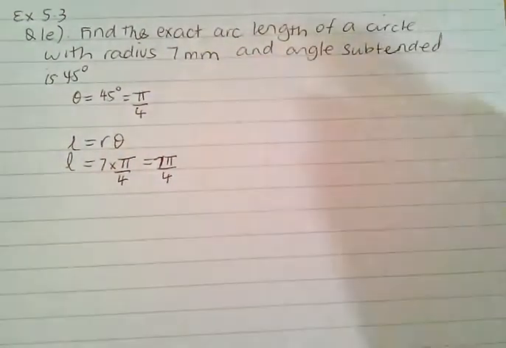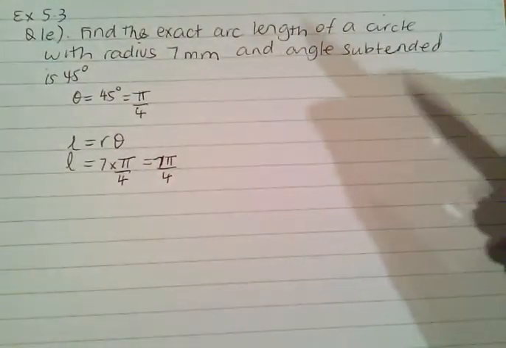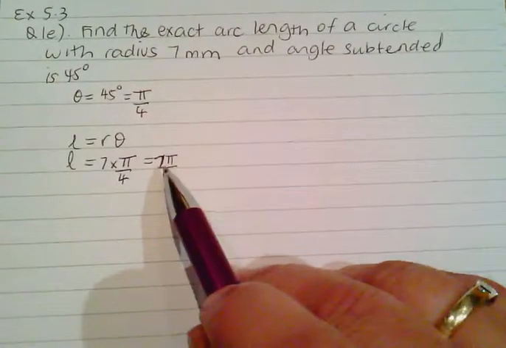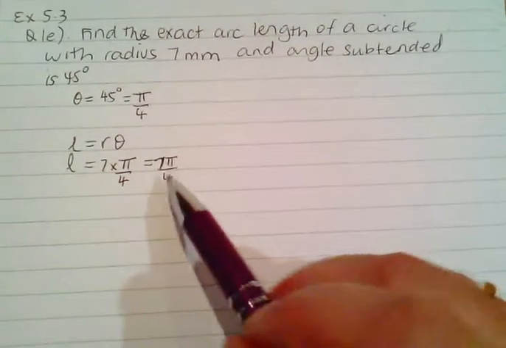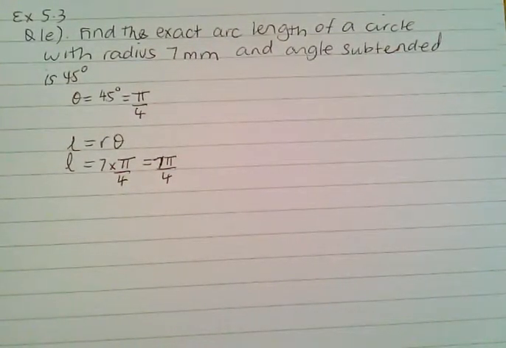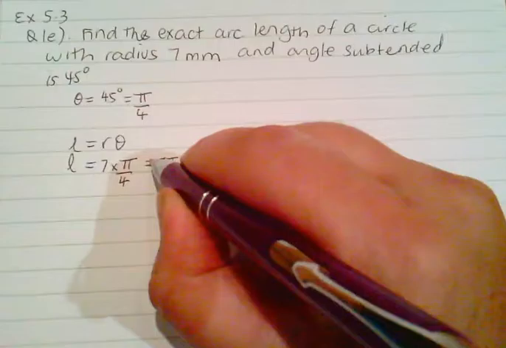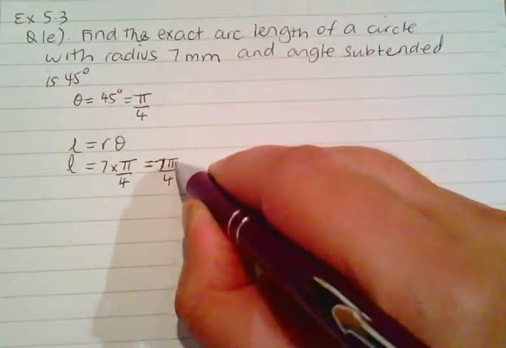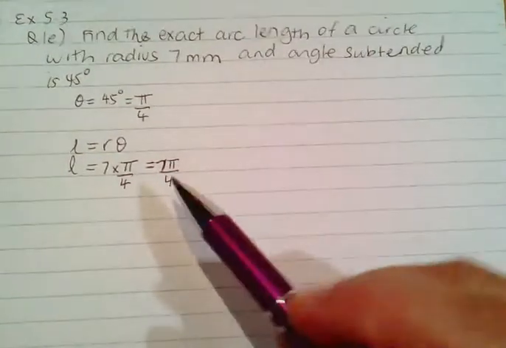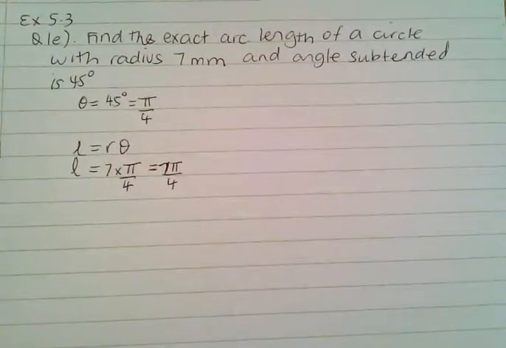Now, that's the exact arc length. You could then, for example, find that to 1 or 2 decimal places by just doing 7 pi divided by 4 on your calculator if you were asked to give the arc length to 2 decimal places. However, if you're not asked for any rounding, you should always give exact answers. So 7 pi on 4 is an exact answer. There'll be times when if you give a rounded answer and they want an exact answer, you are going to lose a mark. So always write down your exact answer at some stage, okay?